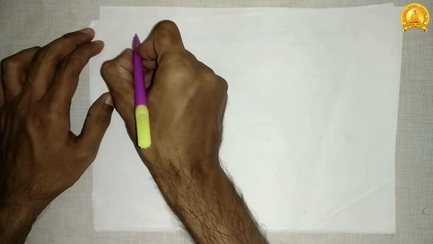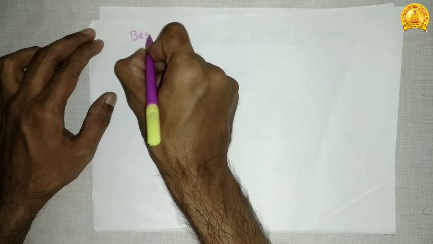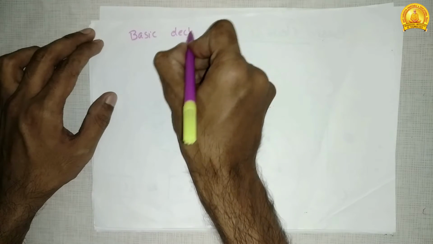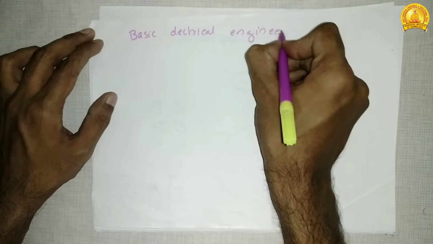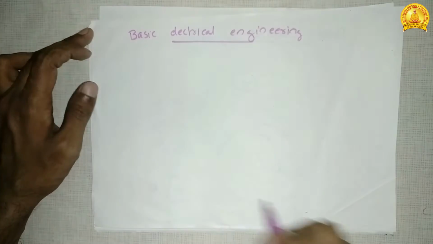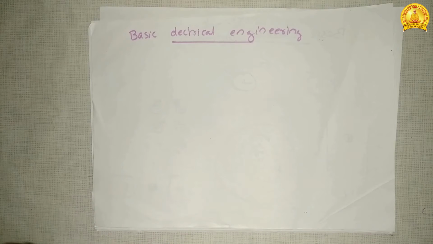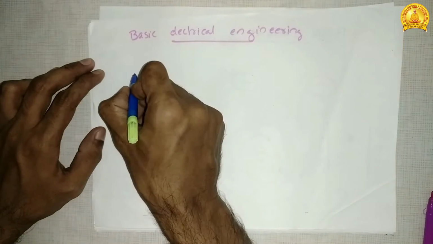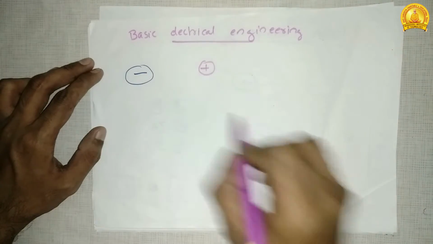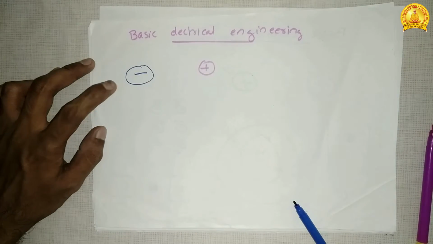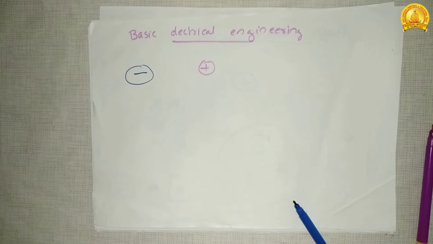Today we are going to discuss basic electrical engineering. In basic electrical engineering, we will discuss charges. We know there are two types of charges: one is negative charge and the other is positive charge. You are familiar with these types of charges from your previous classes.